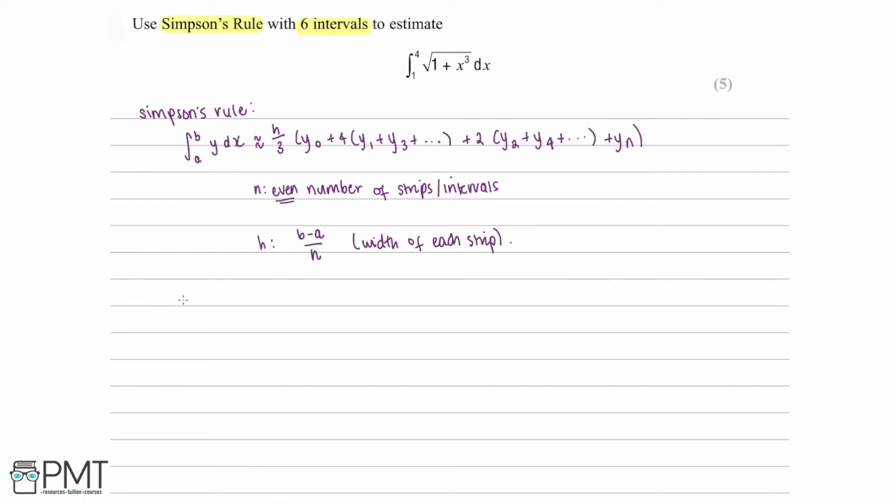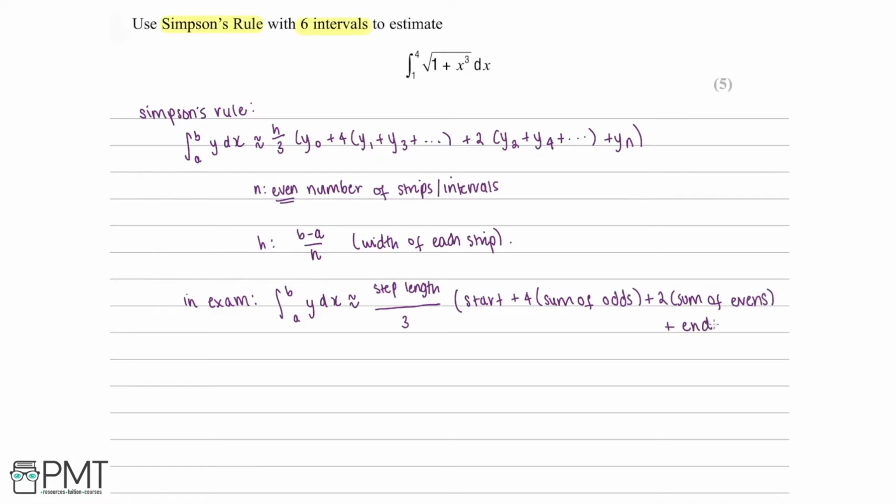If you think you'll struggle to remember this in the exam, you can think of it as such. The area under the graph is approximately equal to the step length over 3 multiplied by the start plus 4 times the sum of odds plus 2 times the sum of evens plus the end.